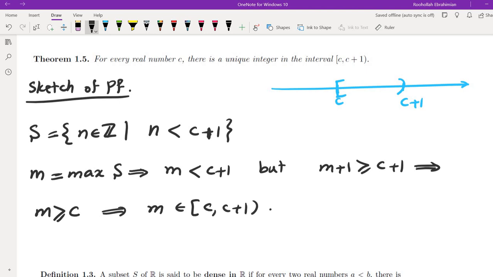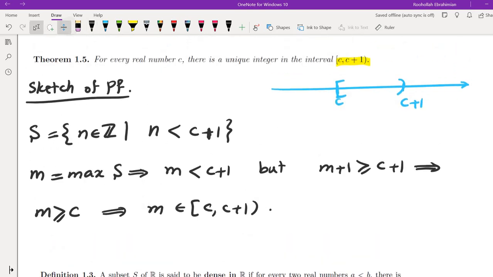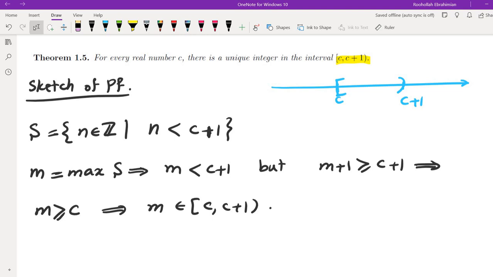So there is an element of the set S that is greater than or equal to C and less than C plus 1, which means there's an integer in this interval C to C plus 1. So that is the existence of that integer. Uniqueness: to show uniqueness, as we have discussed before, we assume there are two, and then we're going to show that these two must be the same.